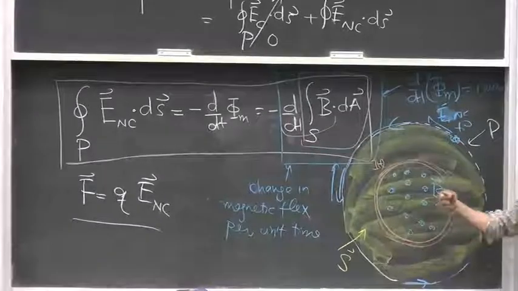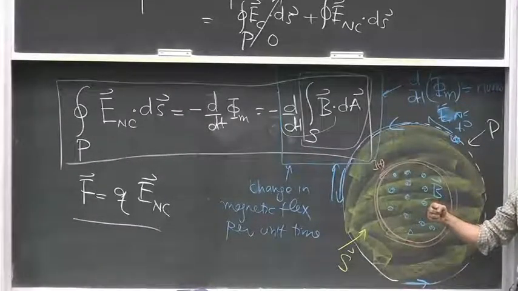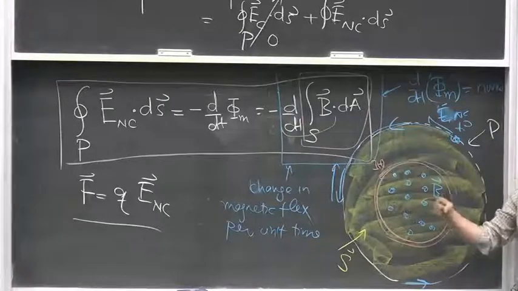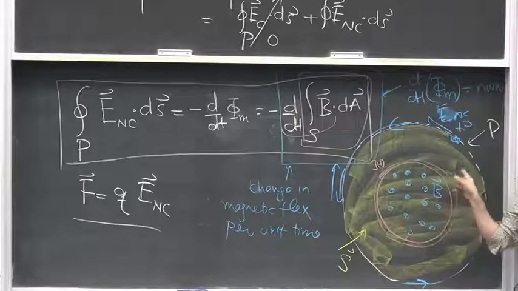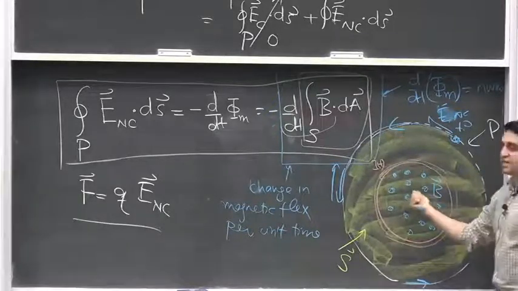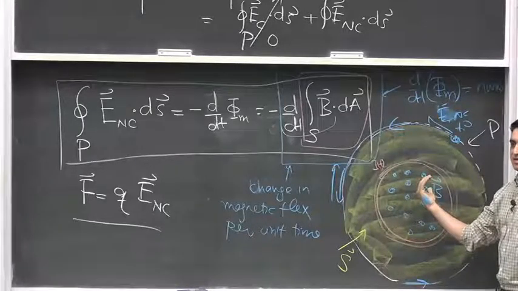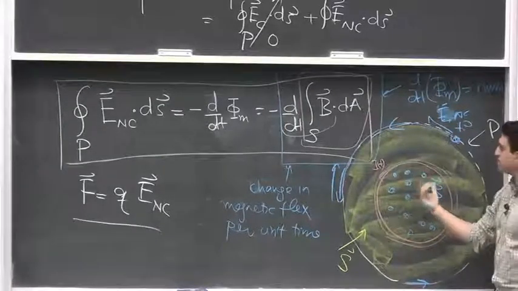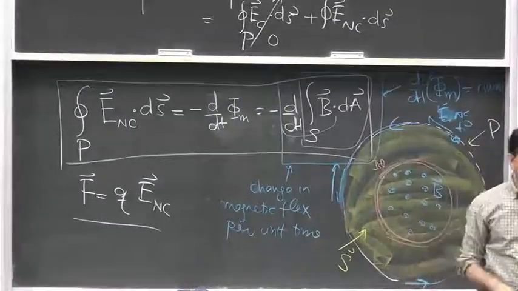So the magnetic field in this direction is increasing. So what will be the direction of dB by dt? It would be in this direction. But what would be the direction of minus dB by dt? It would be into the page. So what I have to do is, I put a thumb into the direction of minus dB by dt. So the fingers would curl along the direction of the non-Coulombic field. So what does it say? It says that your field is in that direction and not this direction.